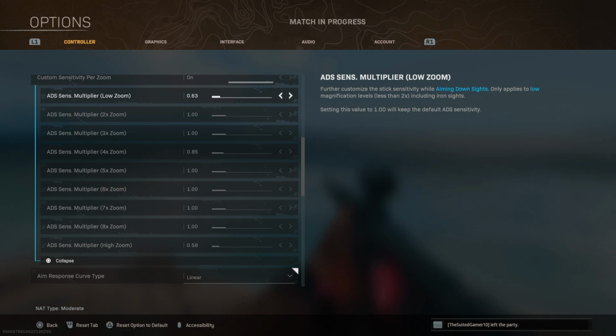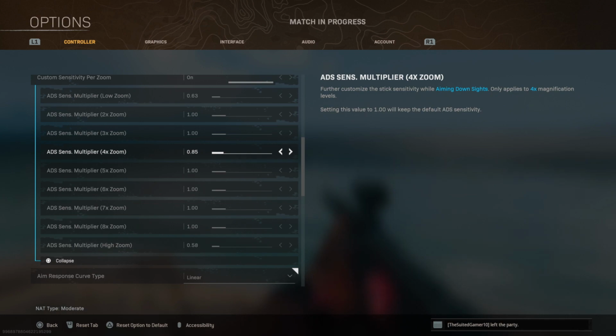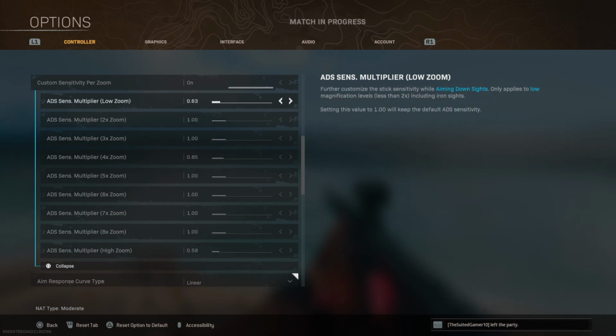I mean, I left the bottom, the high zoom at 0.58 because that's just what I had it. But my low zoom is at 0.63. And the one that I did change, which was for my sniper scope, the Kar98 is a 4x scope. So this is the one that I changed here, and I changed it down to 0.85. And now right now where my values are at, I find them to be really, really good.